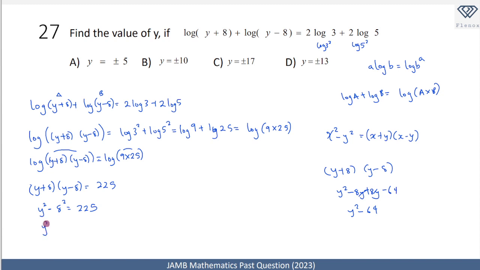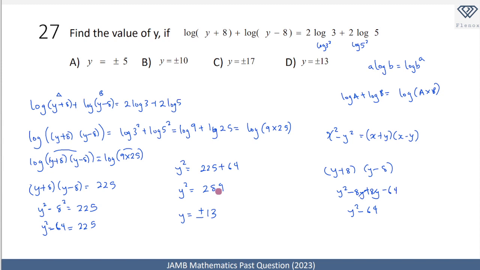We know that 8 squared is what? 64. So this is the same thing as saying y squared minus 64 is equal to 225. So bringing the 64 over here, you have y squared is equal to 225 plus 64, and y squared is equal to 289. So when you find the square root, the square root of 289 is going to be what? Plus or minus 13, because plus 13 squared will give me 189 and minus 13 squared will also give me 289, and that makes option D.